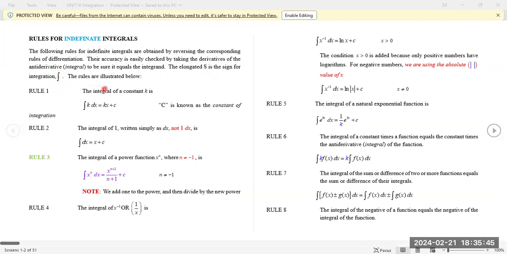And these are the rules that follow. So the integral of a constant, K dx, when you integrate the constant, you're going to get Kx plus C. Remember, you're adding 1 to the power divided by the new power. Remember, this K is really Kx to the 0, don't it? Because anything raised to the power 0 is 1, don't it?